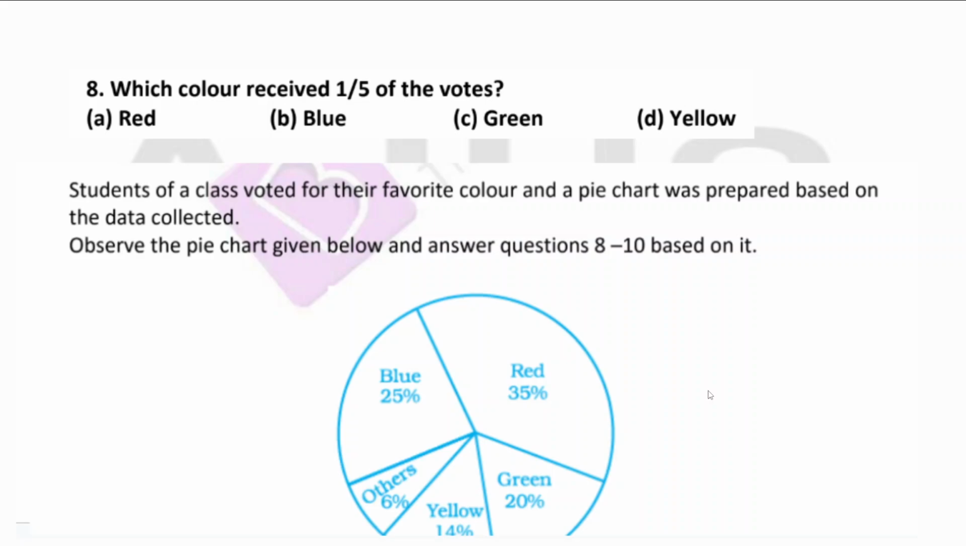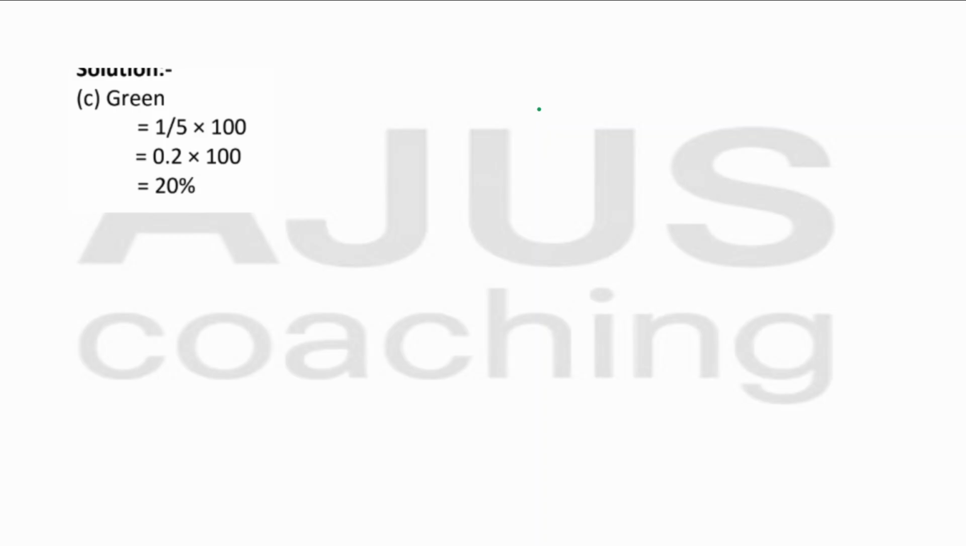1/5 means what? 1/5 means 20%, right? 1 by 5 into 100 is 20, so 20%. Here everything is given in percentages, so I converted 1 by 5 into 20%. If you see, this is the color that has received 20% of the votes. So the answer is C. Okay, C is the right answer. Now please correct your solution. Pause.